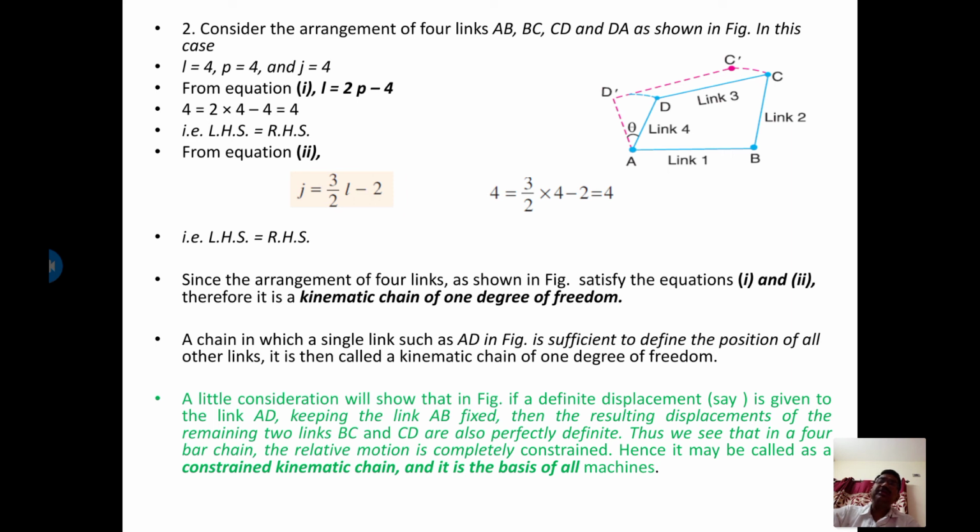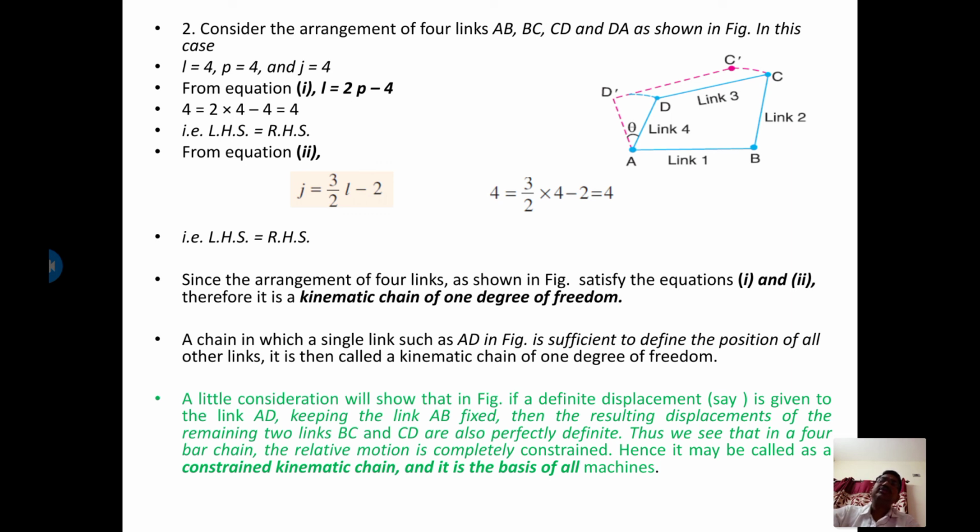Now, if a definite displacement is given to the link AD, then by keeping the link AB fixed, the resulting displacement of the remaining two links BC and CD is also perfectly definite. Thus we see that in a 4-bar chain the relative motion is completely constrained.